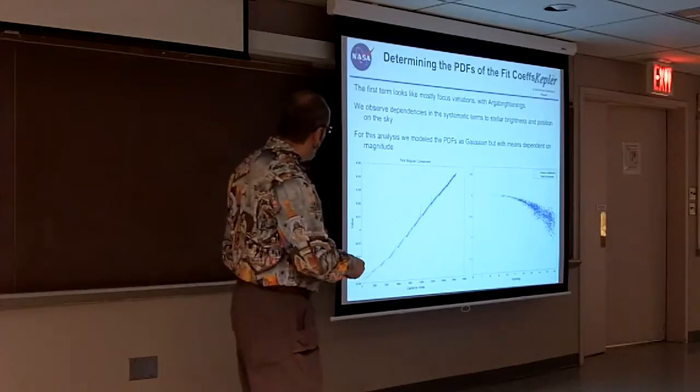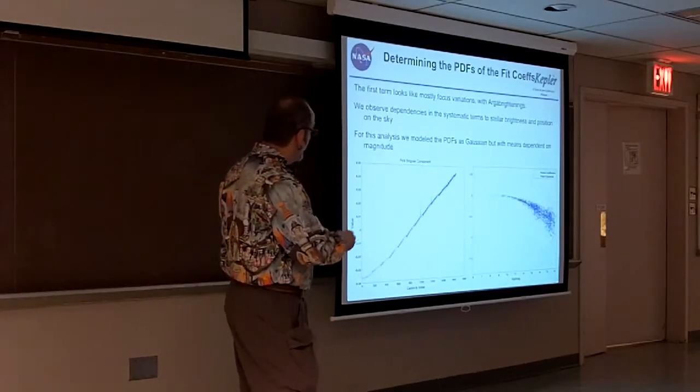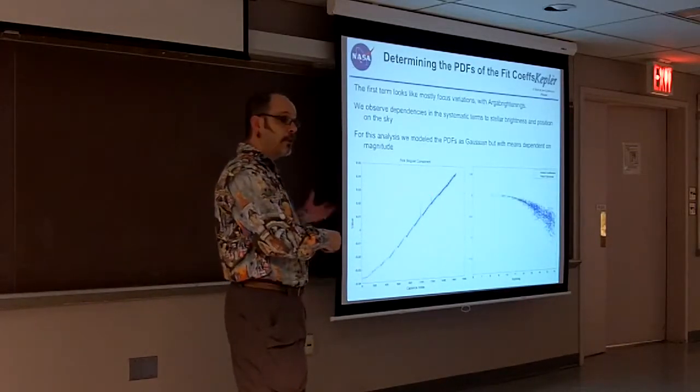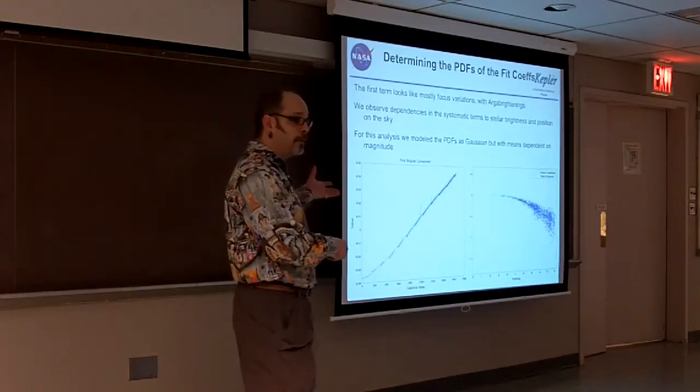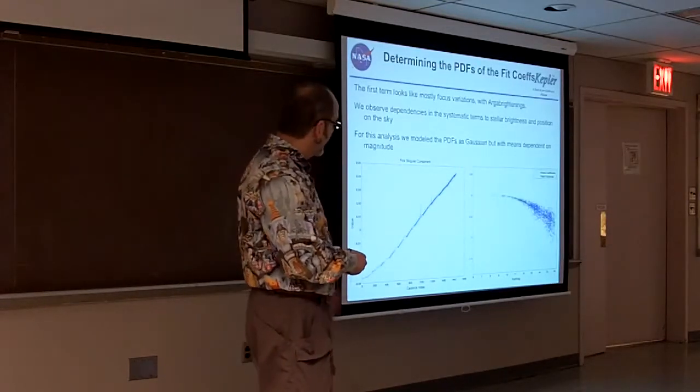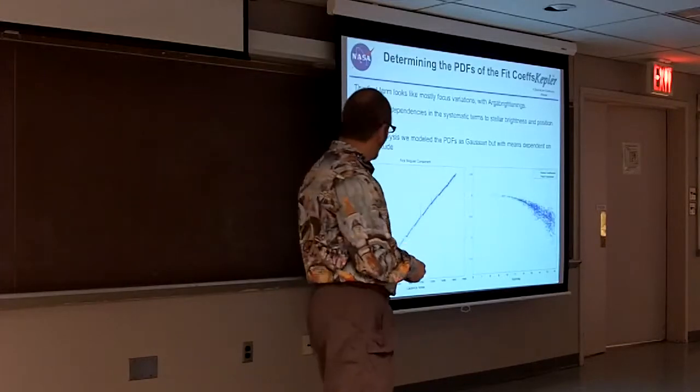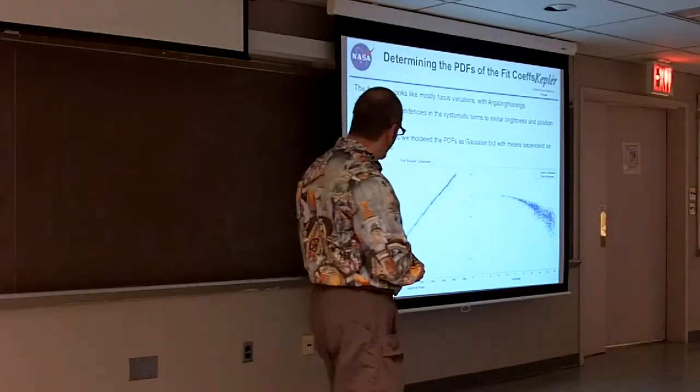So anyway, this is the first component. It looks like a lot of the systematics that we've learned to love, as one loves, I don't know, certain cousins that get drunk at your wedding.